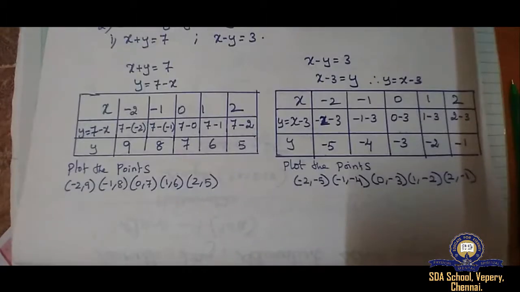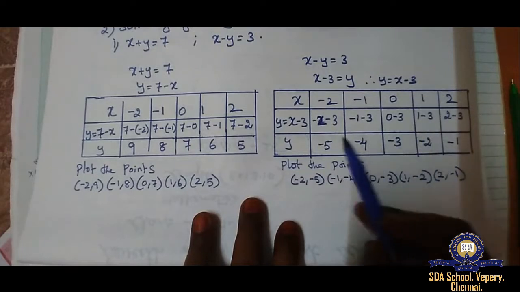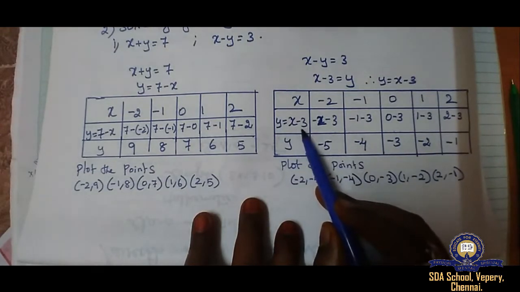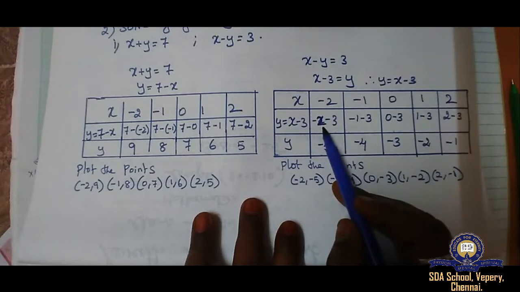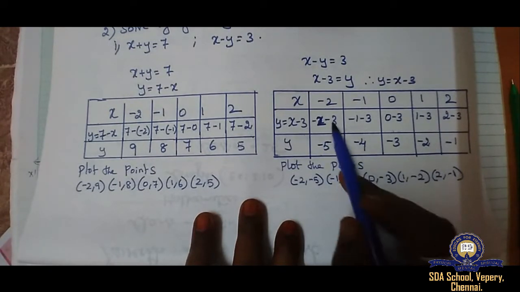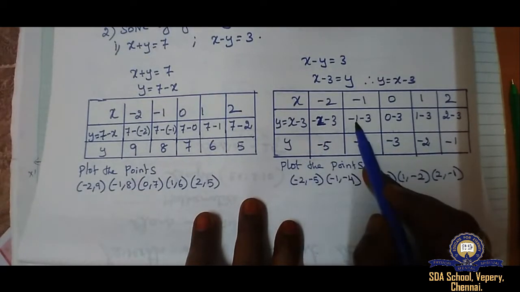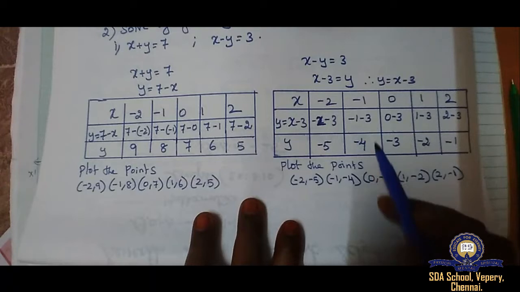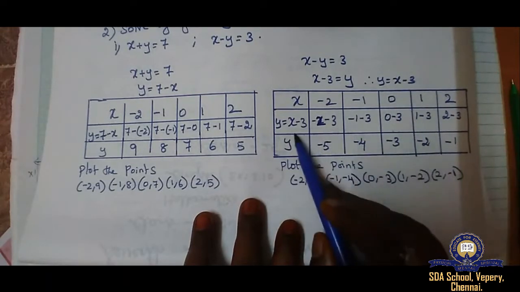Next this tabular column, x minus 2 minus 1 0 1 2 as usual. Here x minus 3. First is x. Instead of x I have written minus 2 minus 3. Both are same symbol means we should add and put the bigger number symbol. 2 plus 3 is 5. So bigger number symbol is minus. Then instead of x I have written minus 1 minus 3. That becomes minus 4. Instead of x 0.